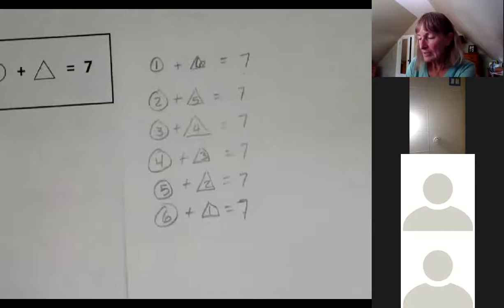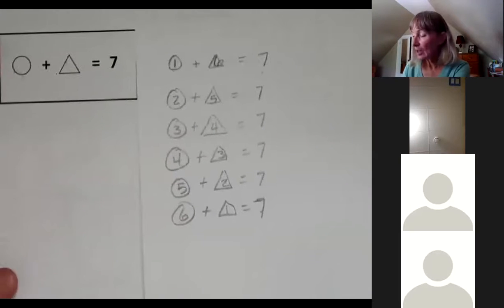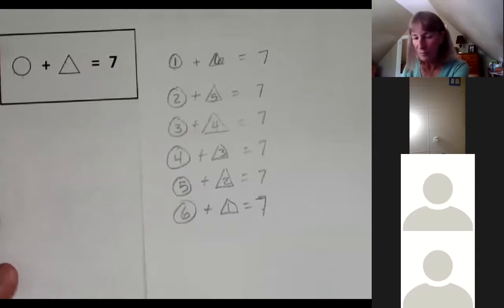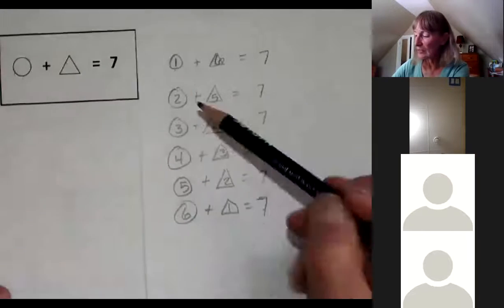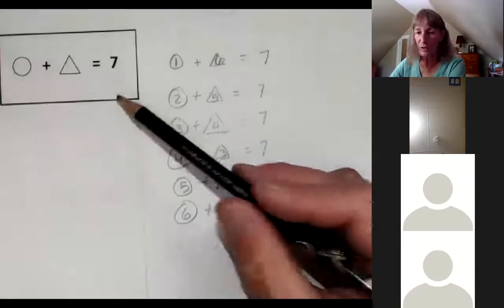So if I gave you this and I said, tell me what the value of the circle is, your very correct answer would be, there's too many choices. It could be any of these things. I can't give you an answer.